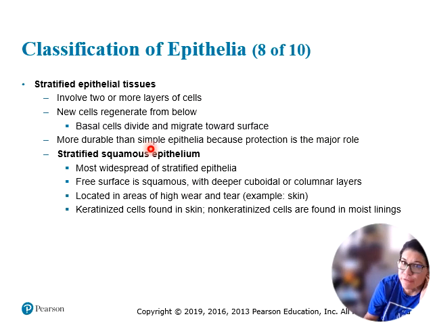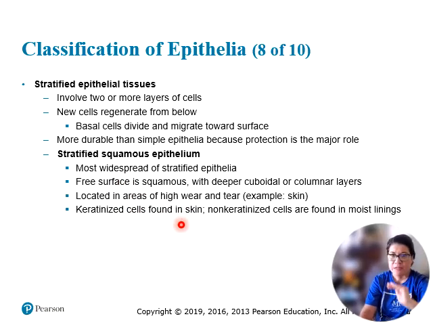And then stratified is for sure two layers or more. The new cells start from the bottom and move their way up. You have stratified squamous. That's the most common. That's in your skin. So we can look at skin layers and see different layers, and some of them are stratified squamous, depending on where in your body you're looking.